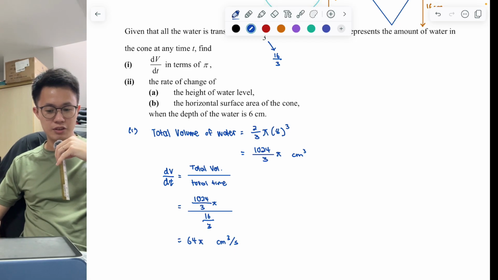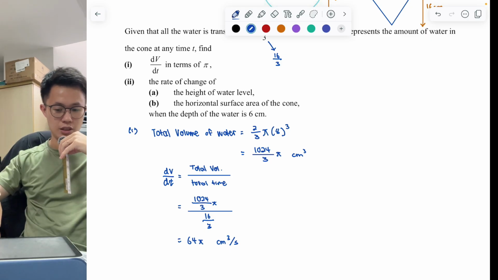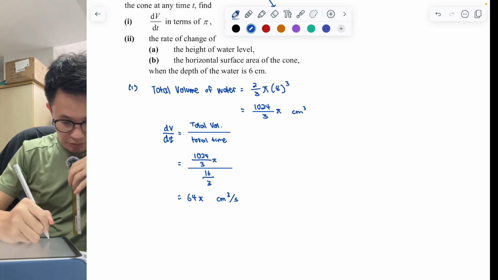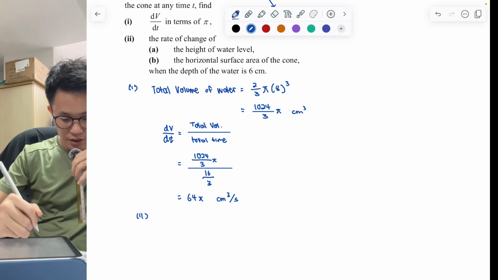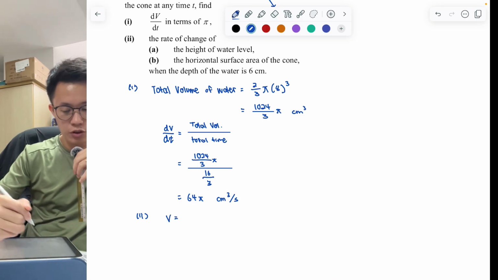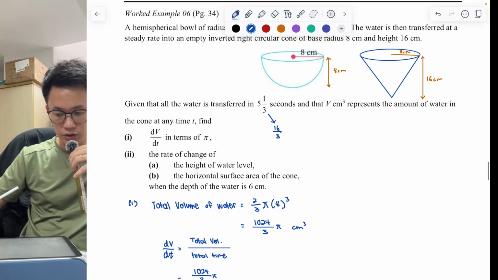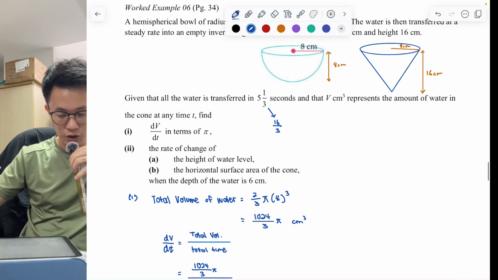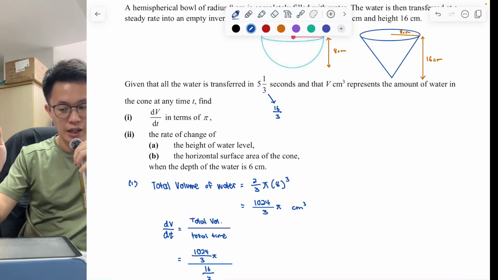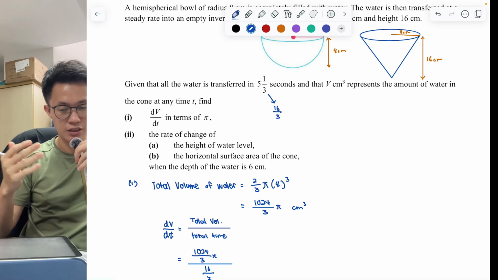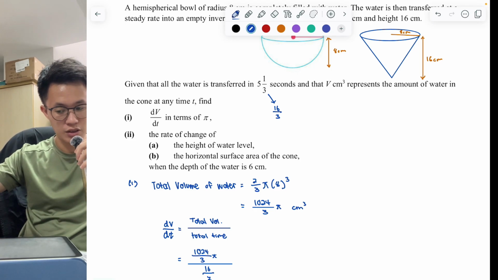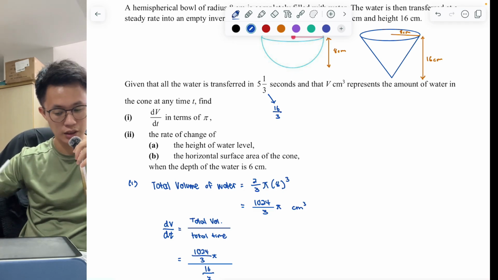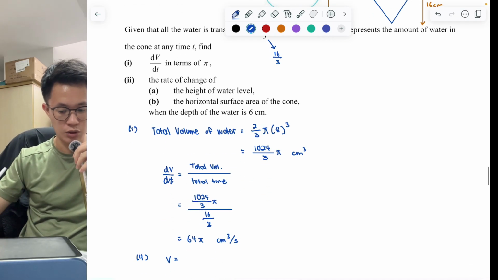Now we're going to find the rate of change of the height of the water level. The height of the water level is very simple. So what is the volume V? V is the volume of the cone. We know the maximum height of the cone and the maximum radius of the cone. However, when the water is being poured inside, we cannot assume that it will fill up completely. So there's an unknown r and an unknown h.